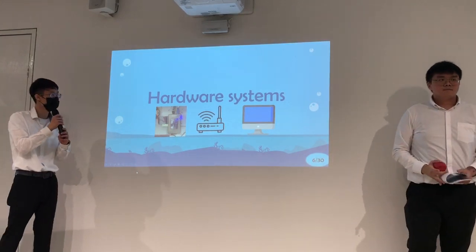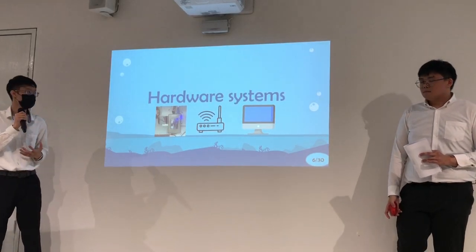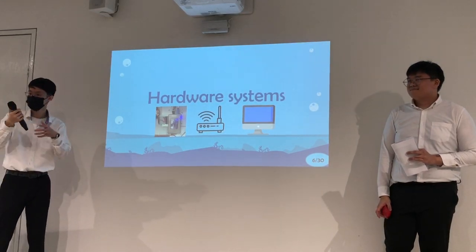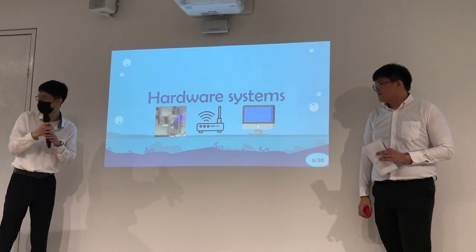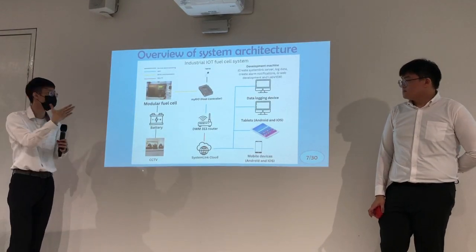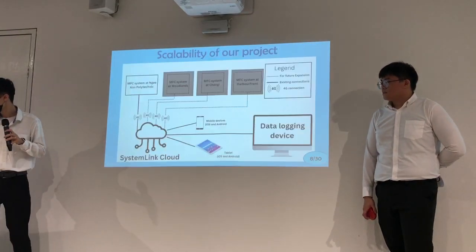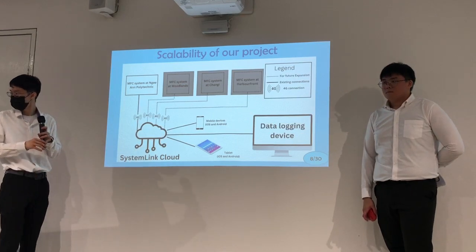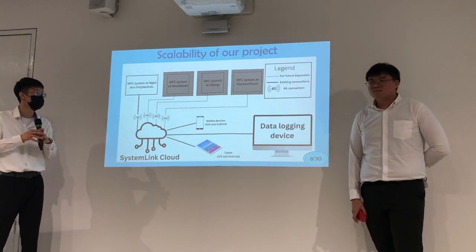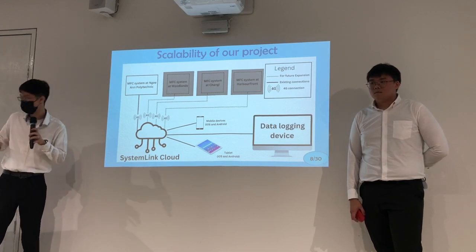Thank you, Enqing. For the hardware systems, we have used the MyReal, a 4G LTE router, and also the data logging PC. This is our overview of the system architecture here. So this is MyReal with the DWM313, and also the data logging device. This is the scalability of our project. The grayed out areas are the ones that we are trying to further enhance, and also for the clients to see the other parameters that are visible on the SystemLink Cloud.